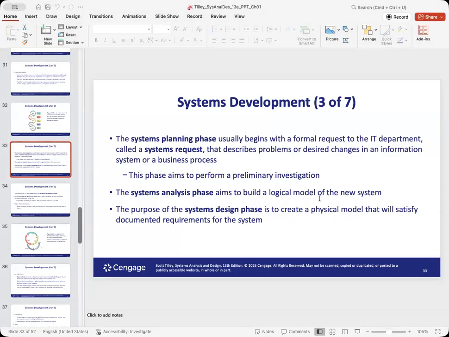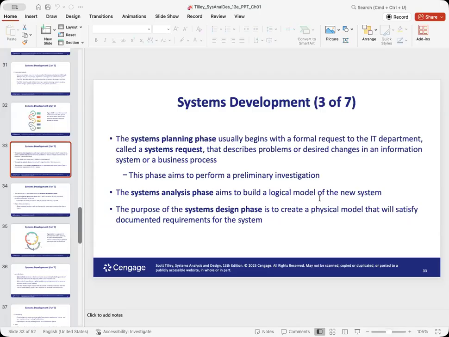Then they will explain why they do what? They need the laptop. So the systems planning phase enables you to investigate what exactly you want to build. The website, why do you need a website? Is it necessary? Why do you need a software? Can't we buy it out there? So you do that investigation to establish a focus, okay? And then the systems analysis phase aims to build a logical model of the new system.